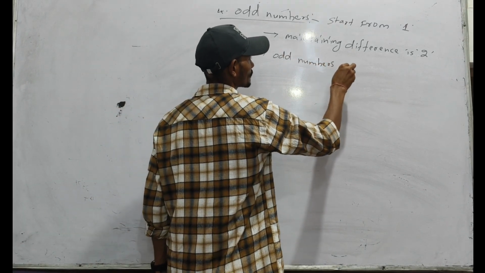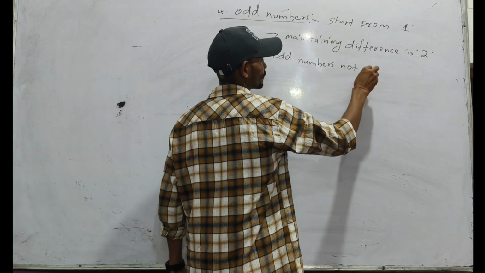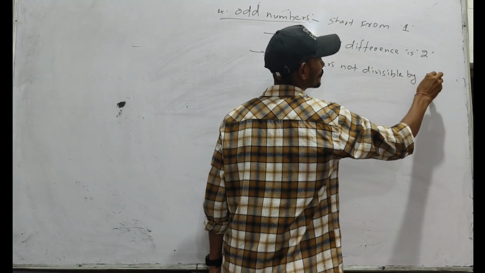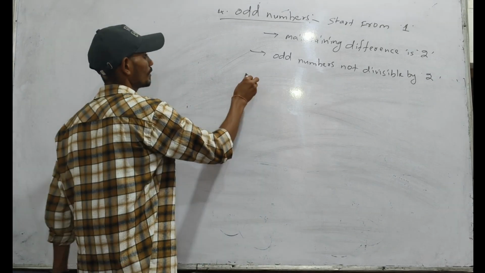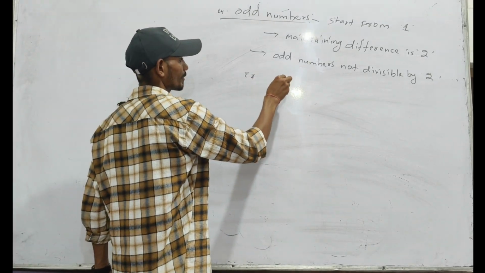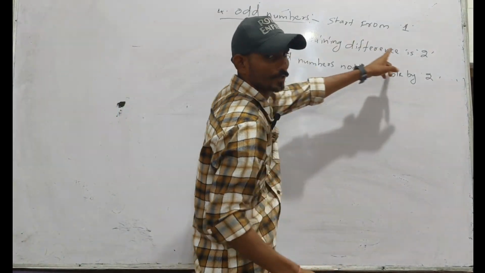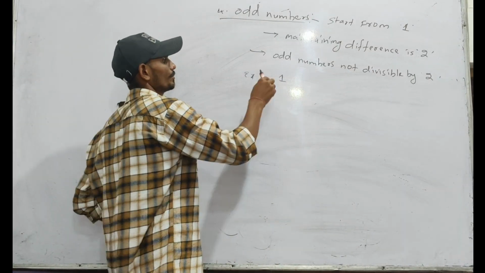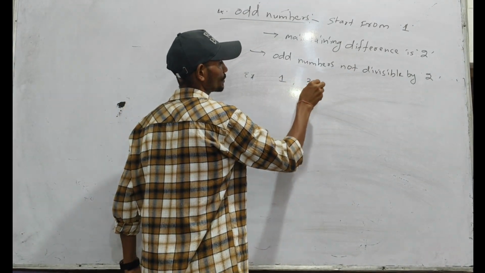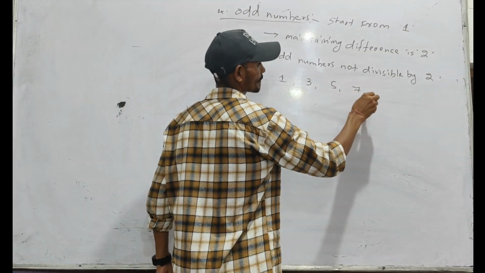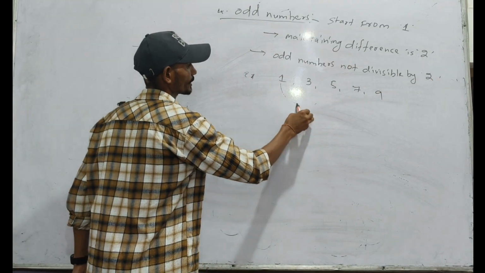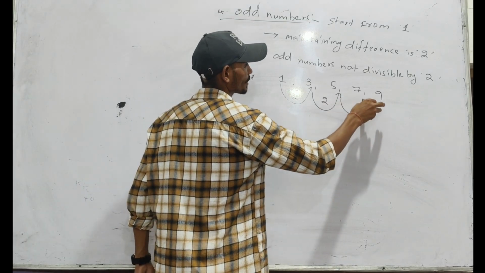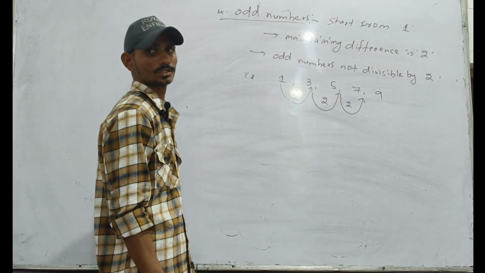Next, odd numbers are not divisible by 2. Example, you observe starting from 1 and maintaining difference means in between the digits the gap is 2. 5, 7, 9. Their gap is 2. Every odd number has a maintaining difference of 2.